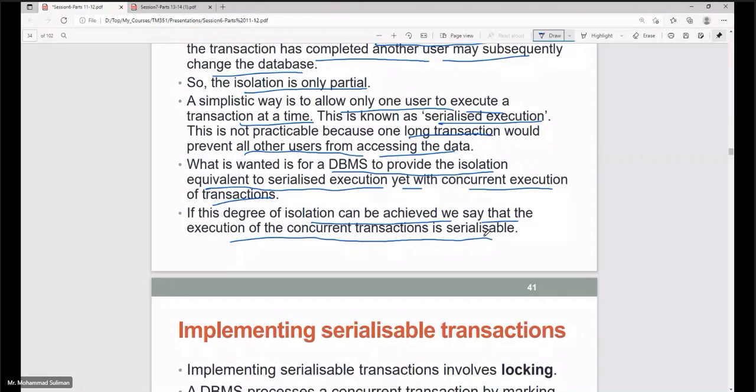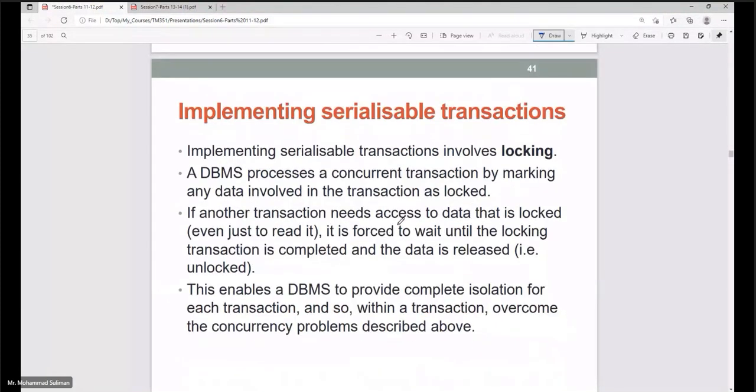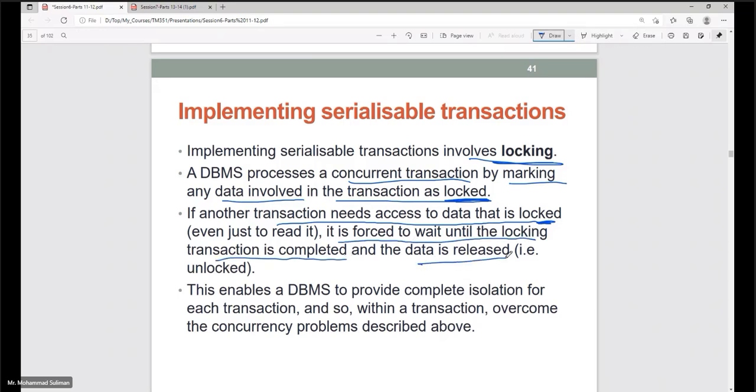Okay. Implementing serializable transactions involves locking the database. So a DBMS processes concurrent transactions by marking the data involved in the transaction as locked. If another transaction needs to access this locked data, it is forced to wait until the locking transaction is completed and the data is released. Data is released means the data is unlocked.